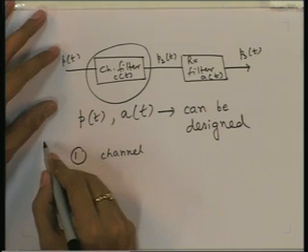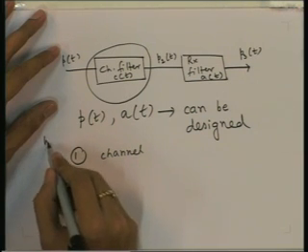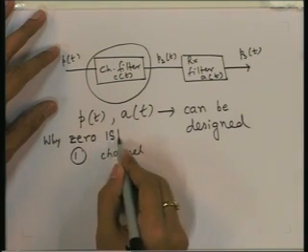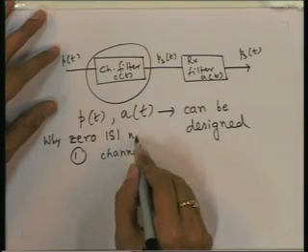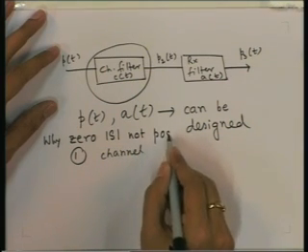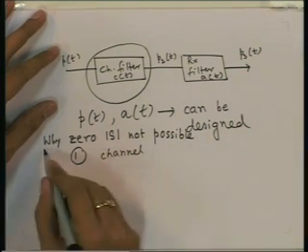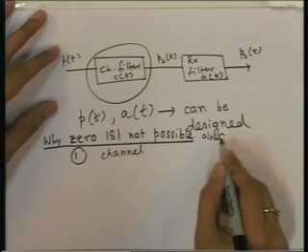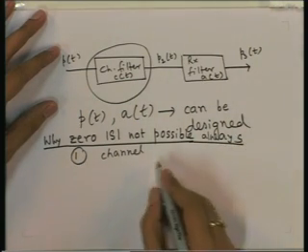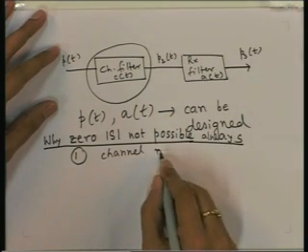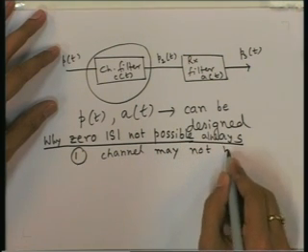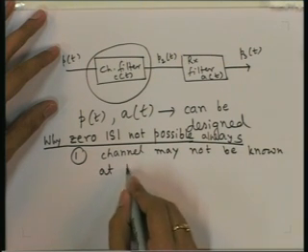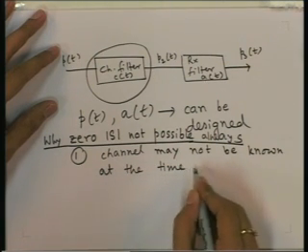So this is why 0 ISI is not always possible. That is because, first of all, the channel may not be known at the time of design.